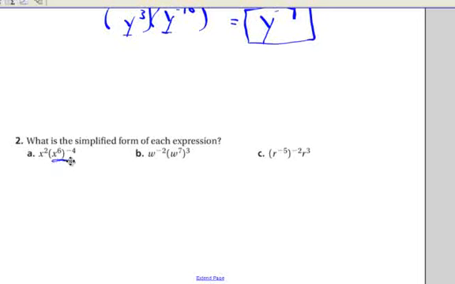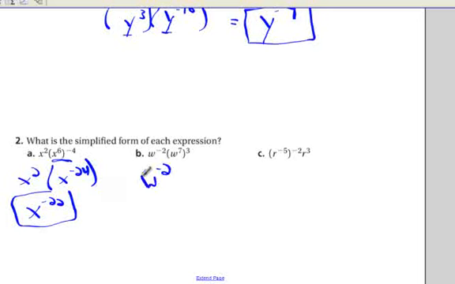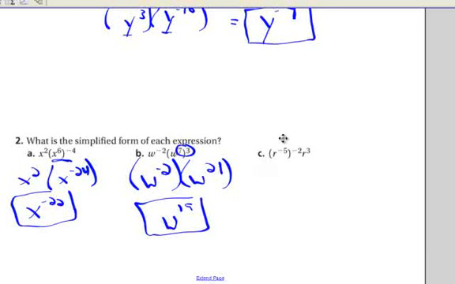Alright, so I have to take care of a power times a power first. So x squared times x to the negative 24th. So x to the negative 22nd. That's my final answer. So I have w to the negative 2nd. We're going to take that times w. This part is power to a power, so that's 21st. So 21 minus 2, w equals, or w to the 19th power.